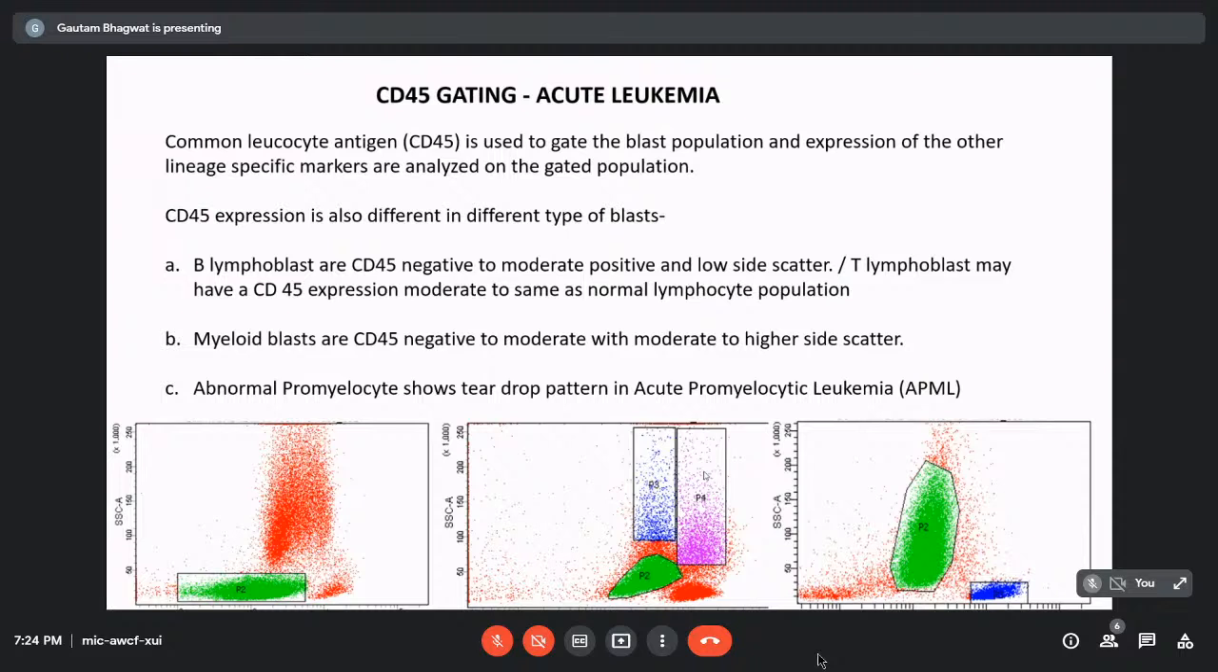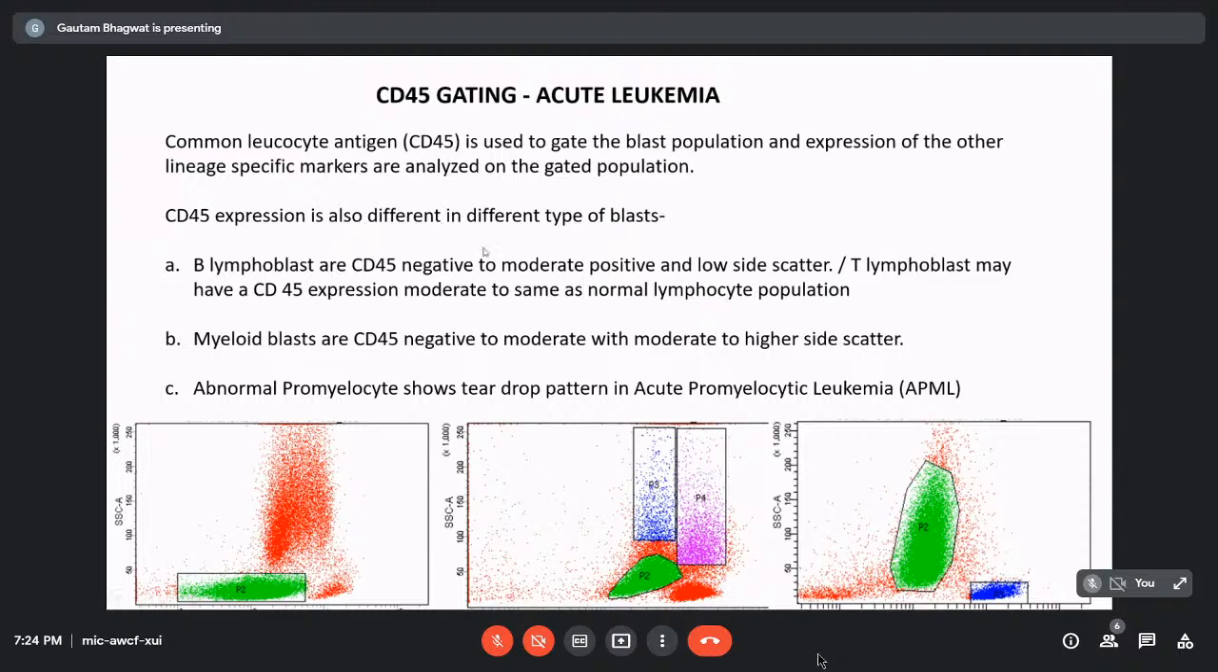Does CD45 gating tell me something? Yes, CD45 is a common leukocyte antigen, and it is the first antigen with which we gate our population of interest. It is very important to know in flow cytometry what your population of interest is. Only then would you be analyzing the correct population.